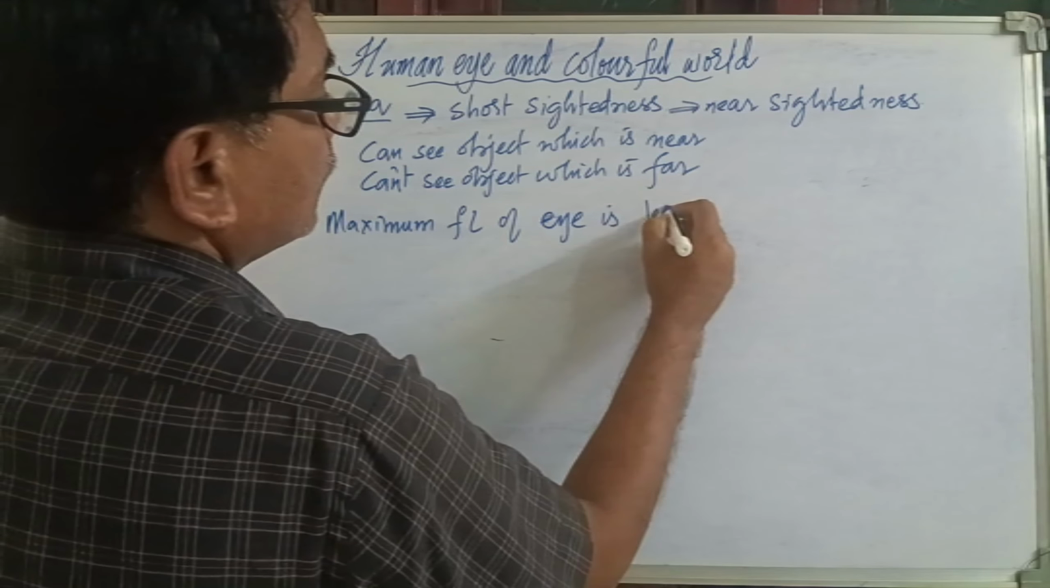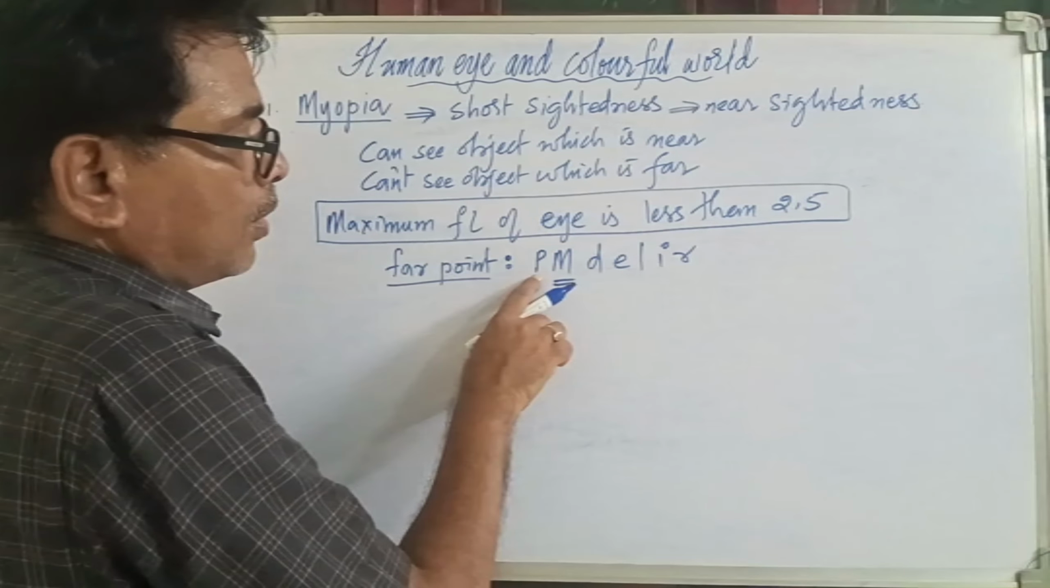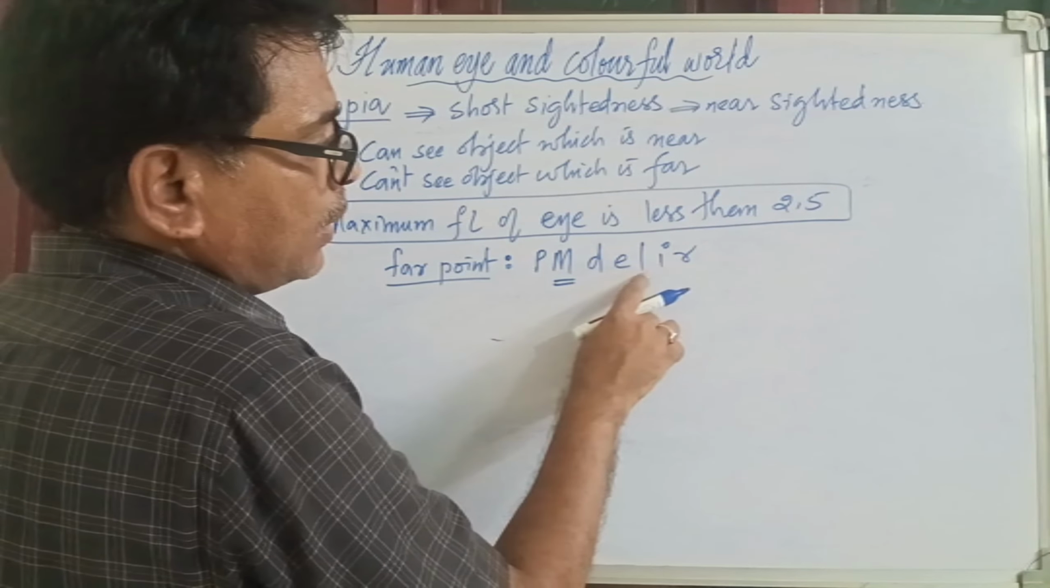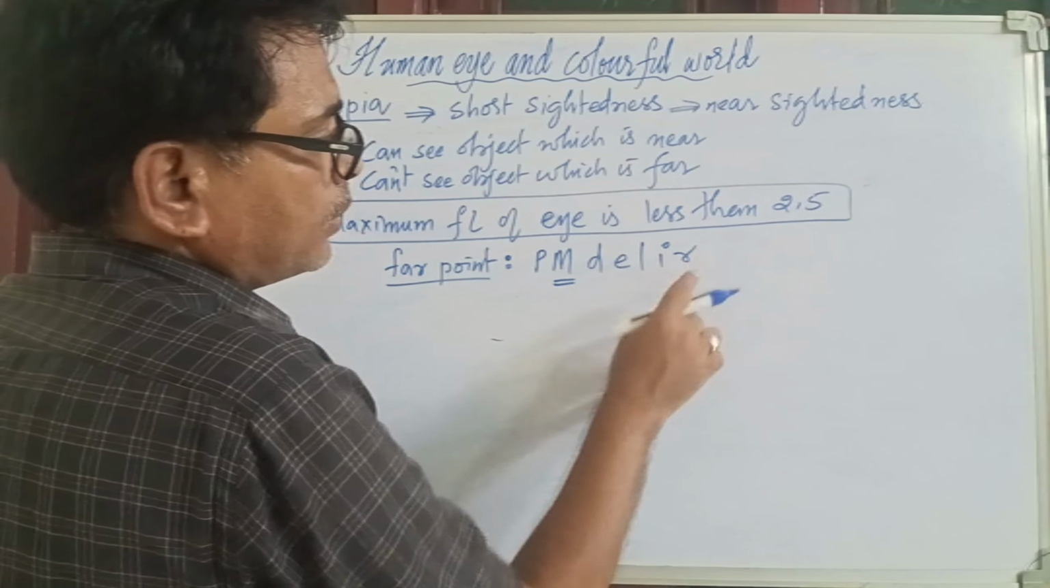Now you can simply remember it. Myopia, short sight, short, but the point that arises is the far point. So the maximum, far point, far maximum, easy to remember, okay? Maximum focal length of eye is less than 2.5. Far point. Far point means what? Point of maximum distance for which eye lens can form image on retina. That is the definition of far point. So you are speaking of far, so you treat this as maximum. The remaining is the same.